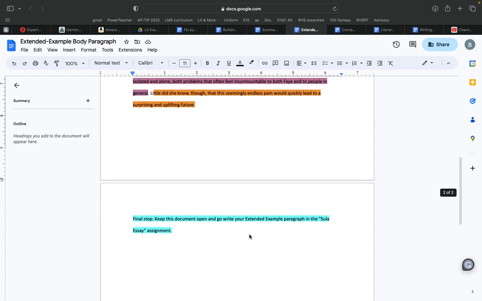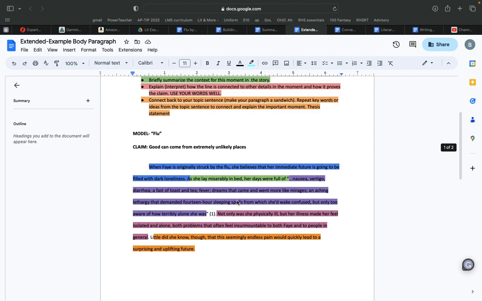Your job now, if you're going to write this type of paragraph, keep this open, go write this type of paragraph in the Sula assignment.